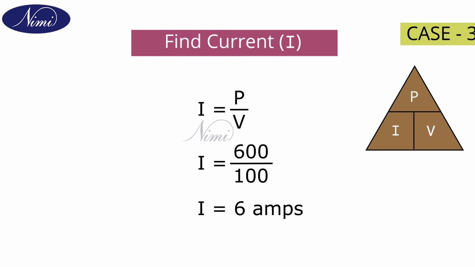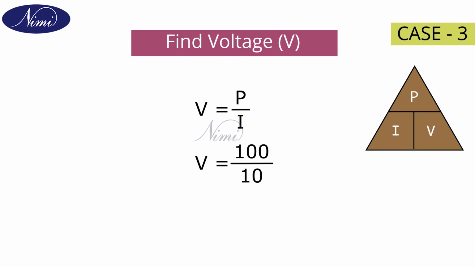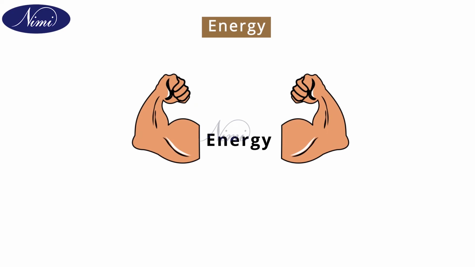In case 3, to find the value of voltage from the power triangle, V is equal to P by I. By substituting the values of power and current rating in the formula, we obtain voltage as 10 volt. And next we are going to see about energy.